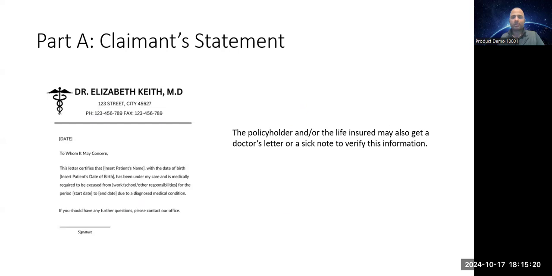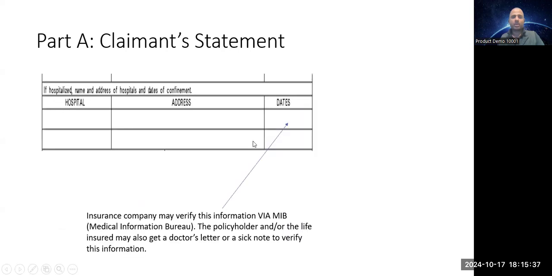Okay, and again, you can use the doctor's letter or the sick note to verify or check on their address. As you can see over here, you have your doctor at the top, the address at the bottom, phone number, fax number, and so on and so forth.